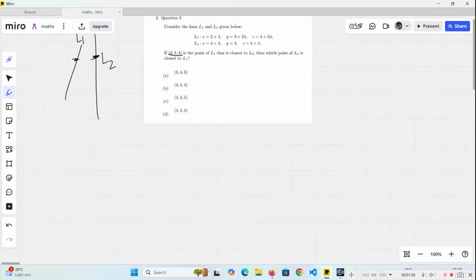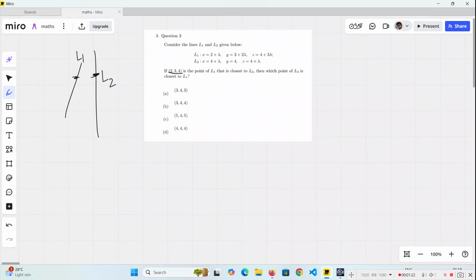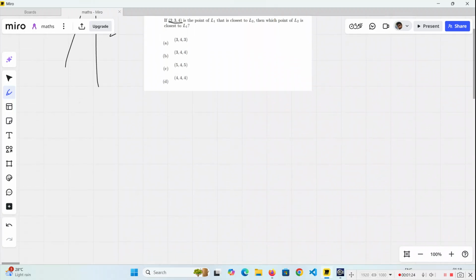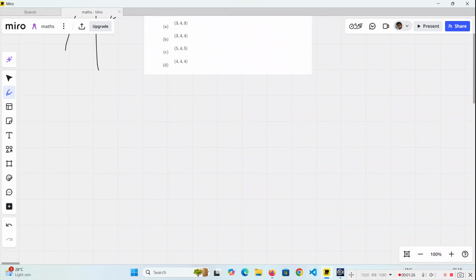They have given coordinates, which means we can see the parametric form of these two lines, and the point on L1 that is closest to the line L2. So for this we need to find the parameter lambda for the closest point, and then find the point on L2.